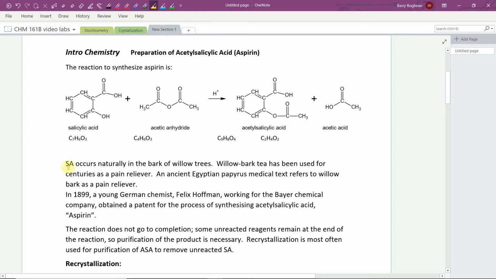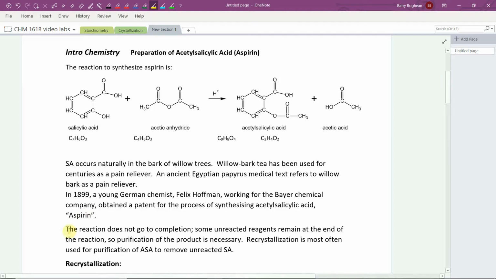It's interesting that salicylic acid occurs naturally in the bark of willow trees, and willow bark tea has been used for centuries as a pain reliever. An ancient Egyptian papyrus medical text refers to willow bark as a pain reliever. In 1899, a young German chemist, Felix Hoffmann, working for the Bayer Chemical Company, obtained a patent for the process of synthesizing acetyl salicylic acid, which was then called aspirin. And we're going to reproduce that synthesis today.